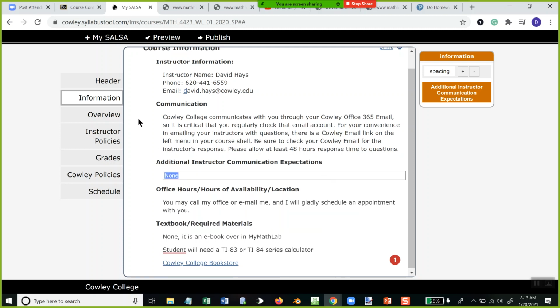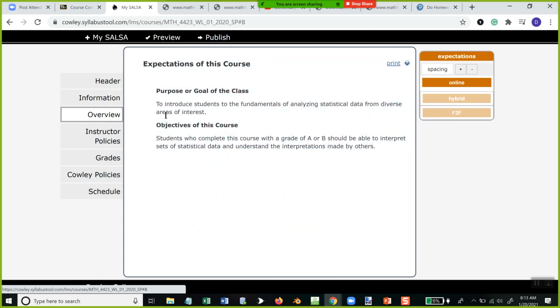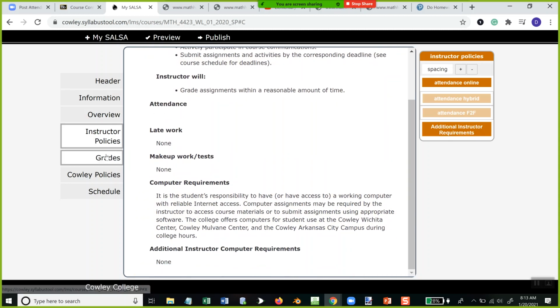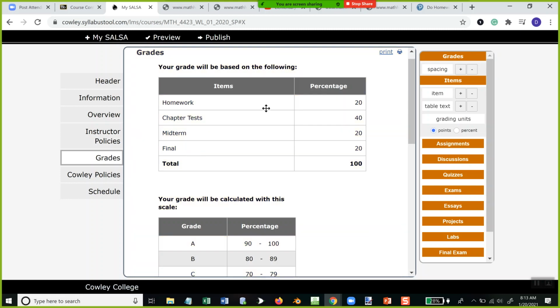Okay. I'm not going to sit here and read this. You can read all that. I'm just kind of covering the highlights. Homework's 20% of your grade. Chapter test is 40%. Midterm's 20%. Final is 20%.